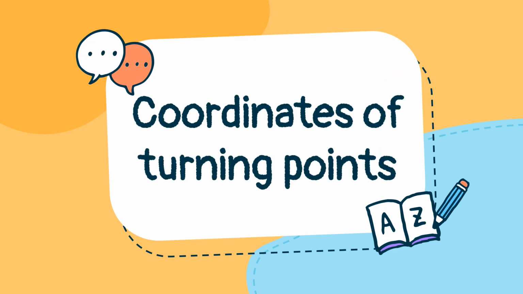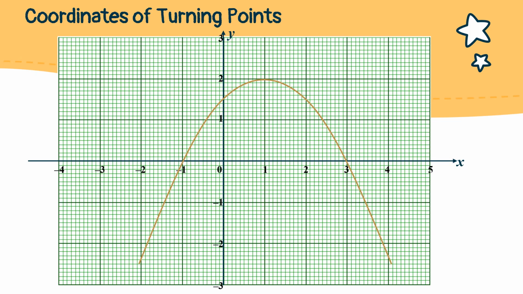Now let's extend what we have learned a bit to the coordinates of turning point. We have this N-shaped graph here, and the turning point is actually a maximum point. So how do we read this red point here? First, we will read the x coordinates, and then we will read the y coordinates. So the turning point is 1, 2, and our maximum point is actually 1, 2.